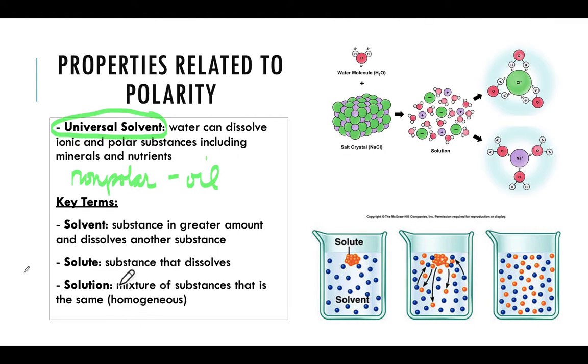The ability of a substance to dissolve something, we call that a solvent. The item that's getting dissolved is a solute. So the solvent does the dissolving of the solute. When you put the two of them together, you get a solution, which is a mixture of the substances that's homogeneous. And that means that the molecules are spread evenly throughout the solution. So here you see that we dissolved the solute into the solvent, and those molecules are evenly spread throughout.